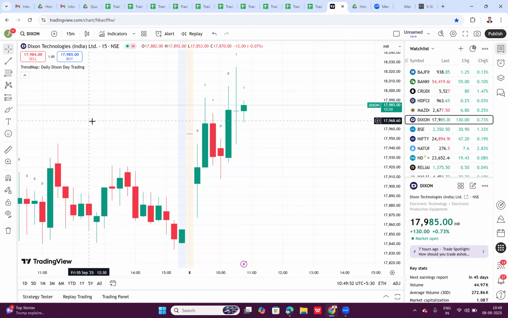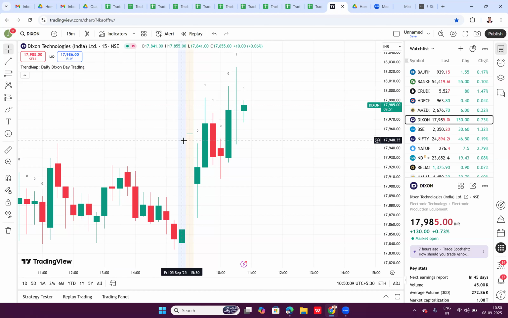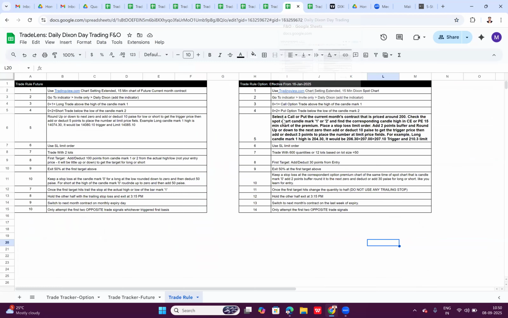But for trading in both Dixon future and Dixon option, we always have to apply this Dixon day trading indicator. So for trade in Dixon option, we have to open this Dixon spot chart, apply the Dixon indicator in the 15-minute time frame, and check the setup of two candles. The setup of the Dixon indicator is based on the 0+1 setup and the 0+2 setup.